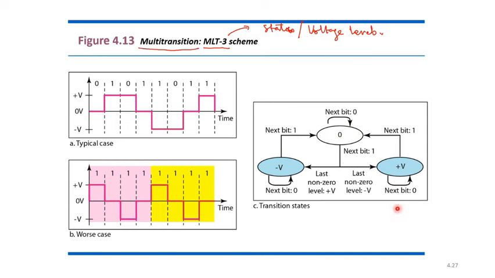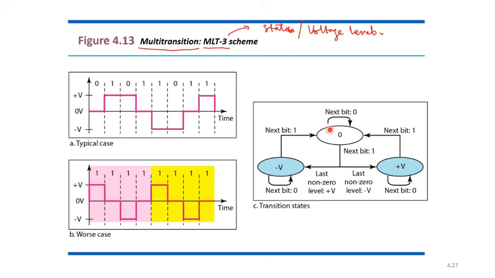So with the help of this transition state, we are going to encode this digital signal 01011011. This is the digital data, and we are going to encode it into a digital signal with the help of the multi-3 scheme. So we will be following this transition table. We will start with level zero, so the first bit is zero and it is at level zero.